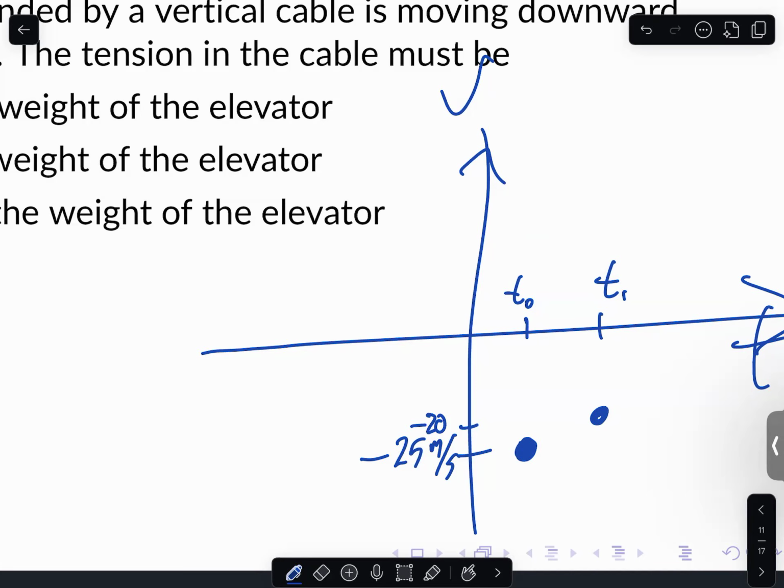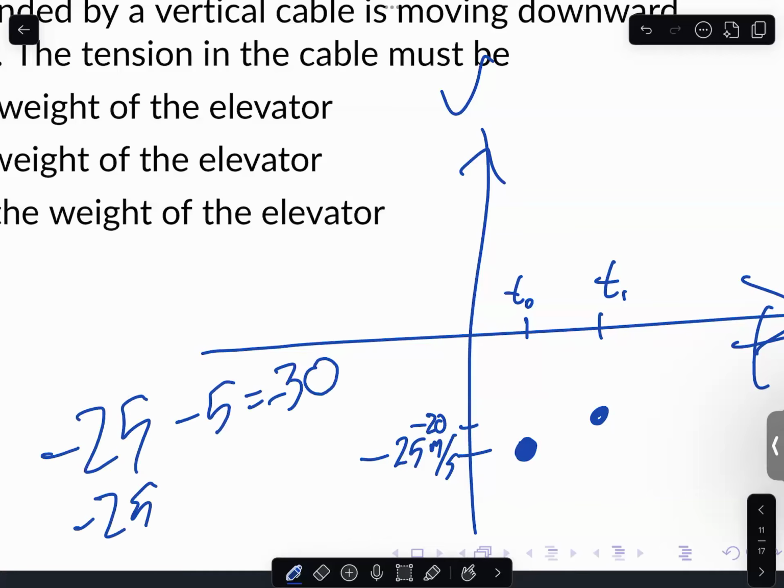Okay, only about 5 people answered, but it looks like most people agree. The correct answer is negative 25 plus 5 equals negative 20. So again, if I have negative 25 and I subtracted 5, I would get to negative 30. I'd have to go negative 25 plus 5 in order to get to negative 20.